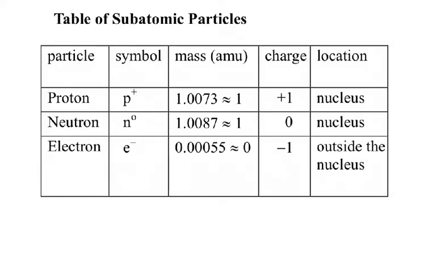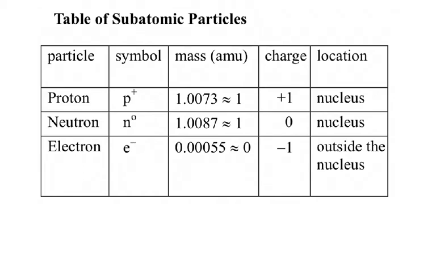Welcome. What we're going to do today is talk about how to use the atomic number and the atomic mass or mass number to identify the number of subatomic particles that a particular atom has. This chart that you're looking at lists the three subatomic particles.